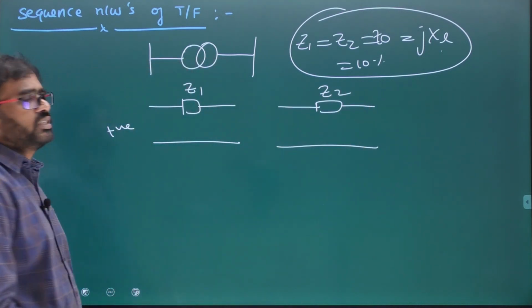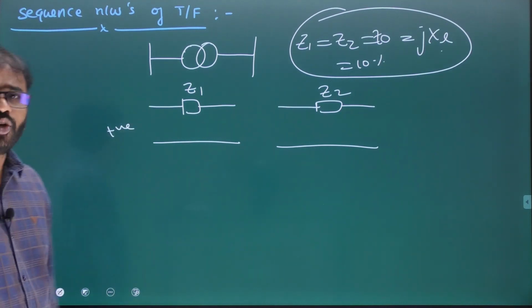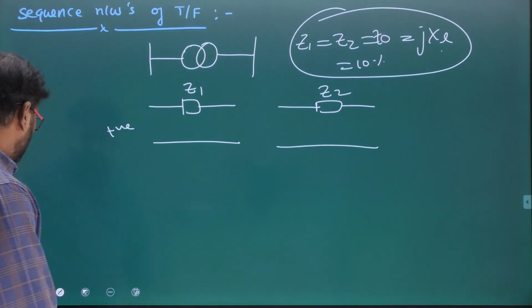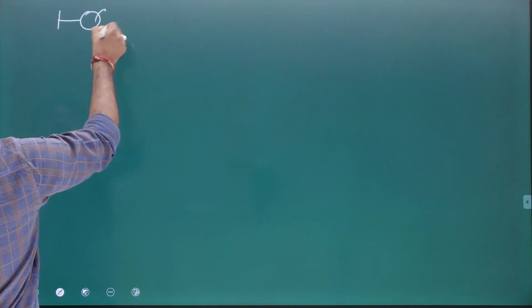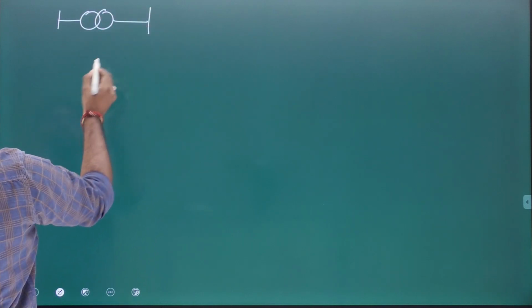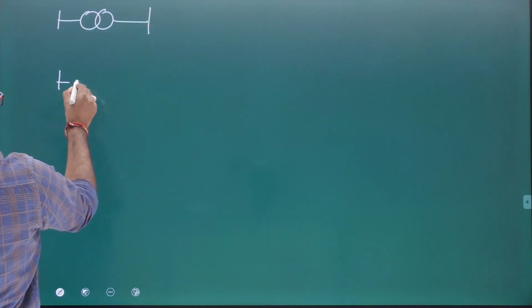But for the zero sequence equivalent circuit of a transformer, you should be very careful. The zero sequence equivalent circuit of a transformer really depends on its connection and neutral grounding. Okay, see, if you want to draw the zero sequence equivalent circuit, I can draw it using switches.